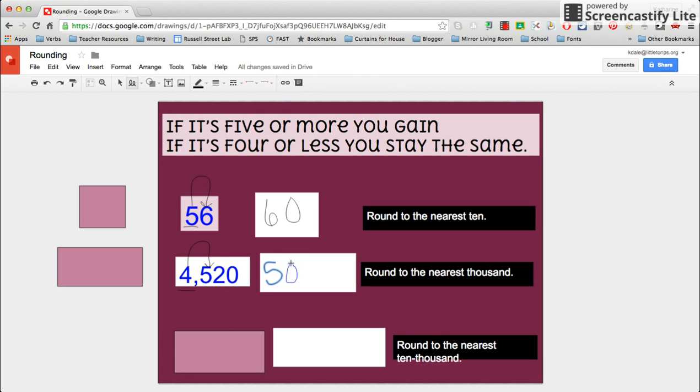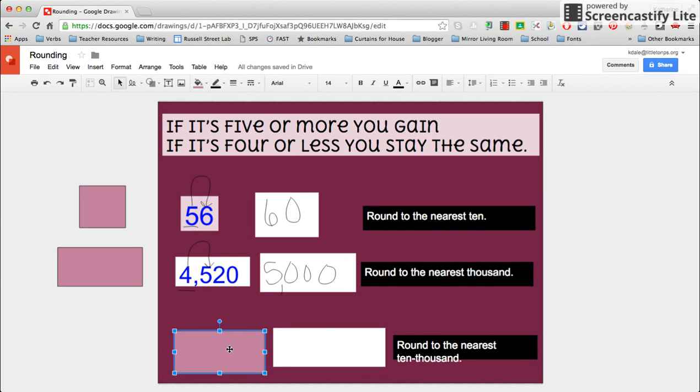So that 5 is turning to a 0. The 2 is going to turn to a 0. And the 0 is going to stay a 0. So we now have just rounded the number 4,520 to the nearest 1,000. And our new number is 5,000.